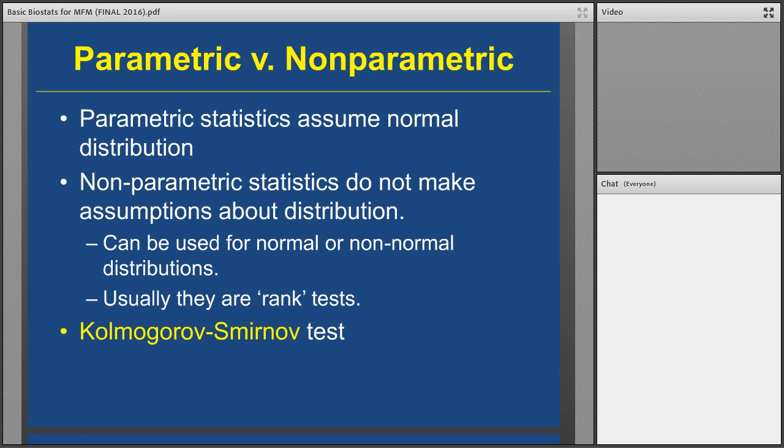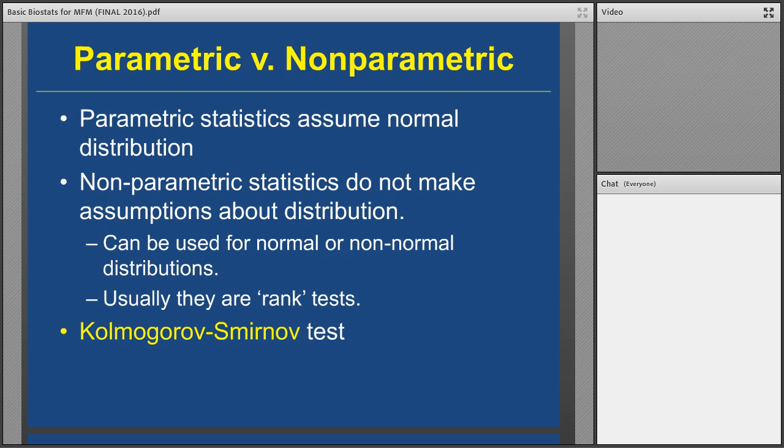Basically, the essence of parametric statistics is that they assume that something's normally distributed. You can only apply parametric statistics if you have a normal distribution. If you apply parametric statistics to something that's non-normally distributed, it goes beyond the assumptions of the data set, and the analysis that you do won't be accurate and won't be fair to the data set. Whereas non-parametric statistics don't make assumptions about that distribution.